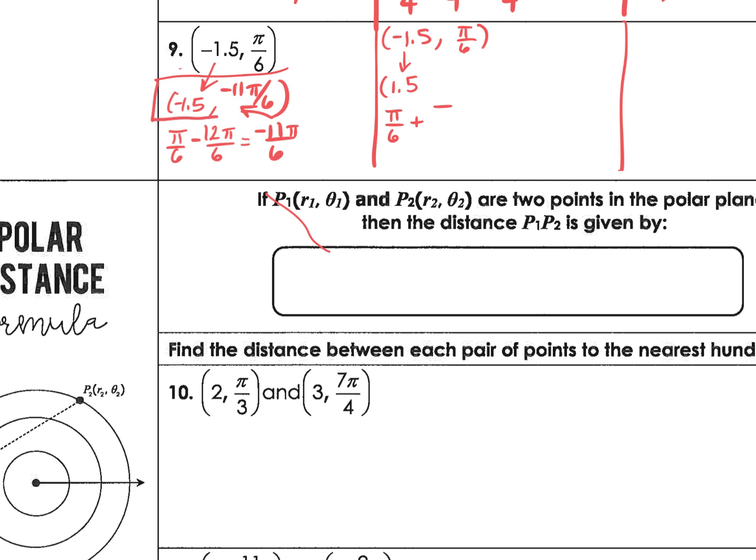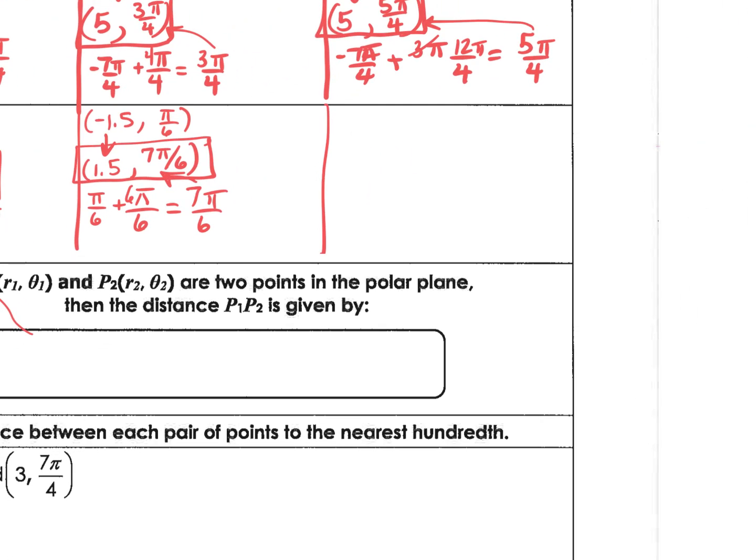I'm so sorry, guys. All right, so now, this one, we change negative to positive and we add pi to it. So this is 6 pi over 6, which is 7 pi over 6, which goes here. Coordinate number 2. Now, negative 1.5, pi over 6. Keep the negative 1.5. Now we would take pi over 6 and add 2 pi to it.